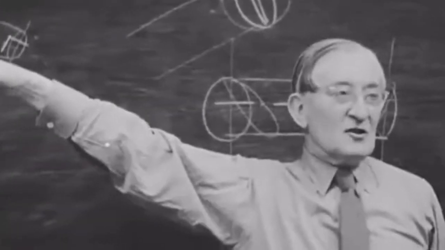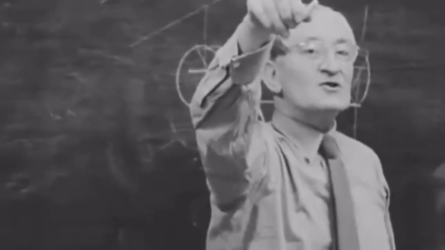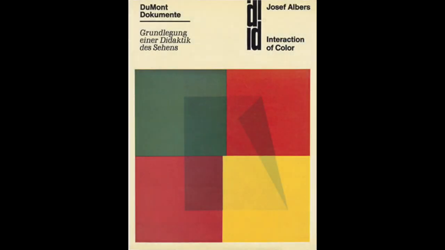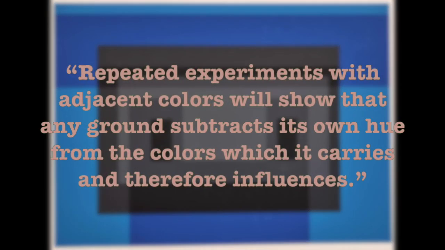The research that he collected on color theory as he worked through the series was published in his Interaction of Color in 1963. In this he would state, "Repeated experiments with adjacent colors will show that any ground subtracts its own hue from the colors which it carries and therefore influences."